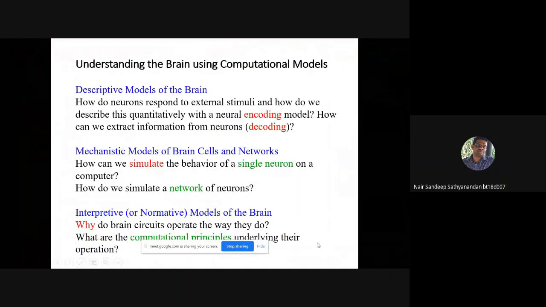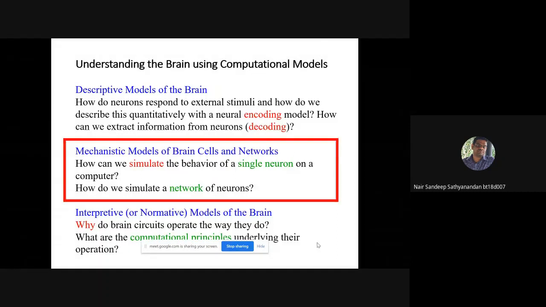So now, understanding the brain using the computational models: these descriptive, mechanistic, and interpretive models. We will be looking into the mechanistic model here. How we can simulate the behavior of a single neuron on the computer, and how we simulate the network of neurons. That will be our focus for today's session.